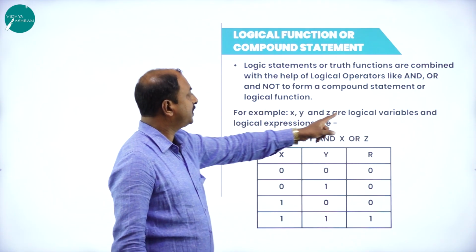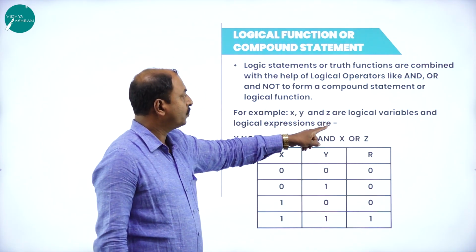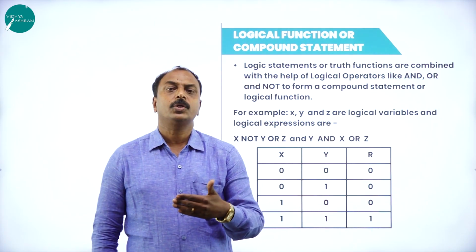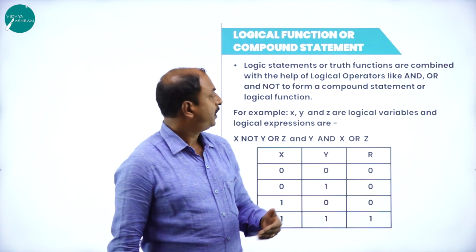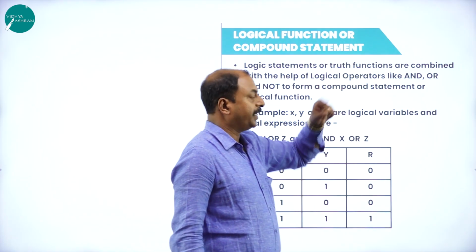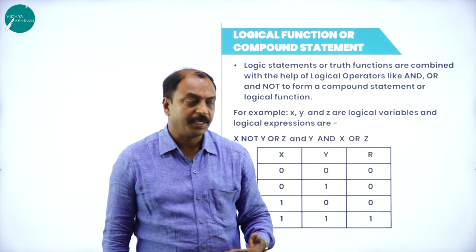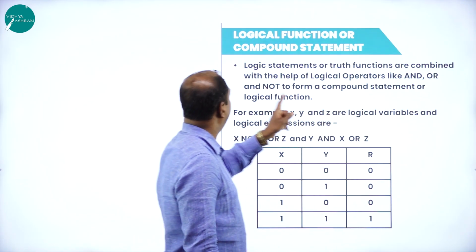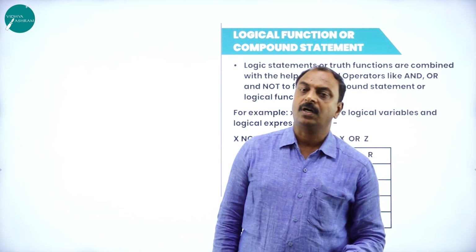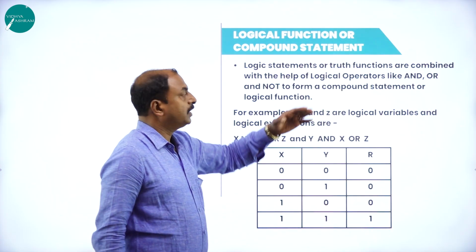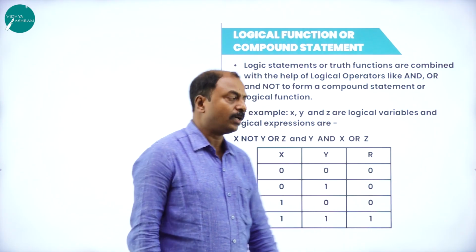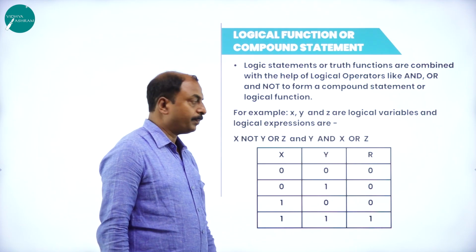And these variables are combined to form a logical expression or compound statement. How are we going to combine them? These logical variables are combined with the help of logical operators. Which are those logical operators? AND, OR, and NOT. So, these Boolean variables or logical statements are combined with logical operators to form a compound statement.